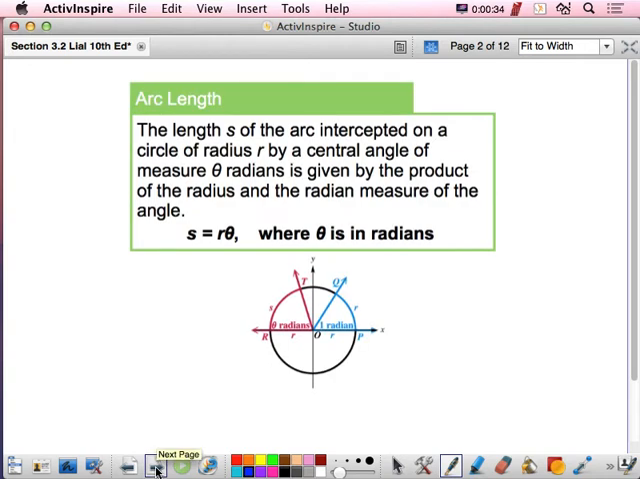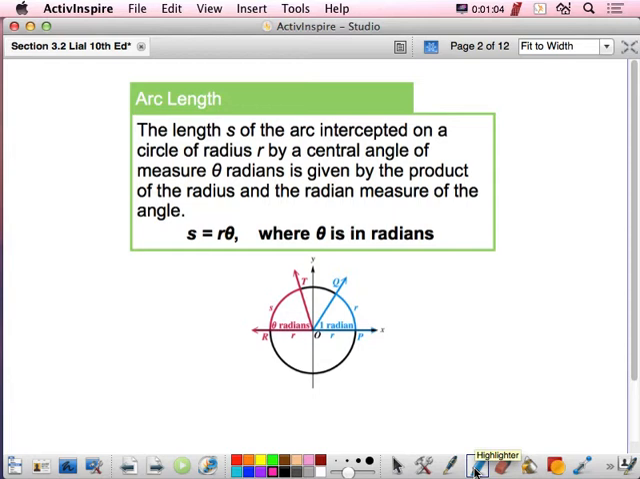First thing we're going to start off with is arc length. We talked a little bit about it last time, what arc length is and all that good stuff. Basically, the length S, and for some reason in math, arc length is always represented by the letter S. I guess capital A was already for area, so little s it is. The length S of the arc intercepted on a circle that has a radius of little r by a central angle that measures theta radians.